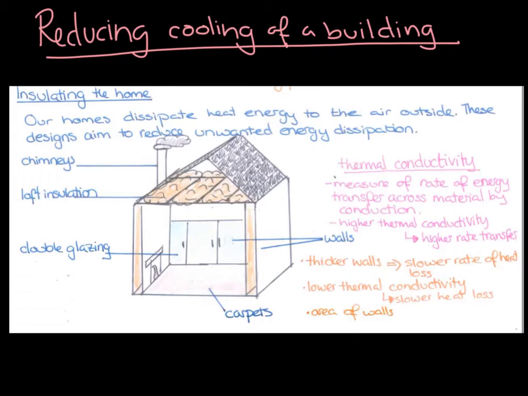Now, that is about it. So make sure you've got some notes on that. You could do a little bit of reading in the textbook about how chimneys, loft insulation, double glazing and carpets reduce energy transfer in our home, but make sure those are in your notes. And remember, key terms for this are thermal conductivity and dissipated energy.